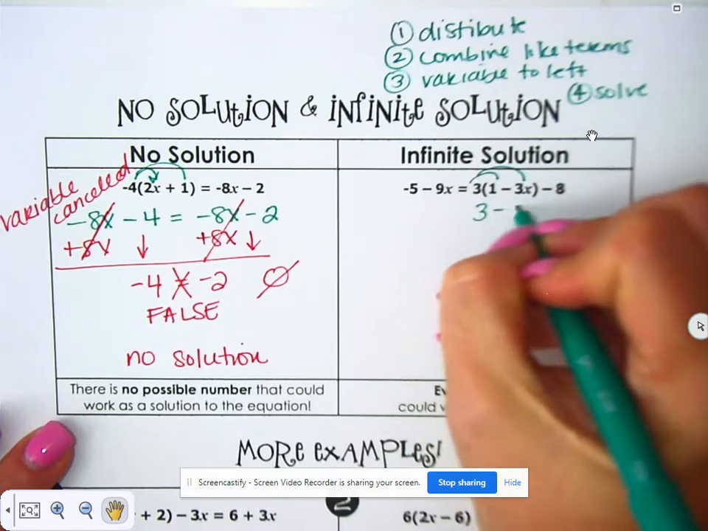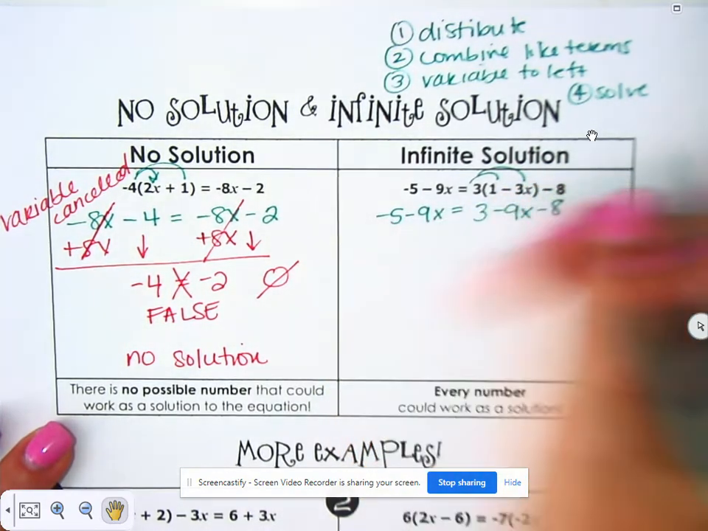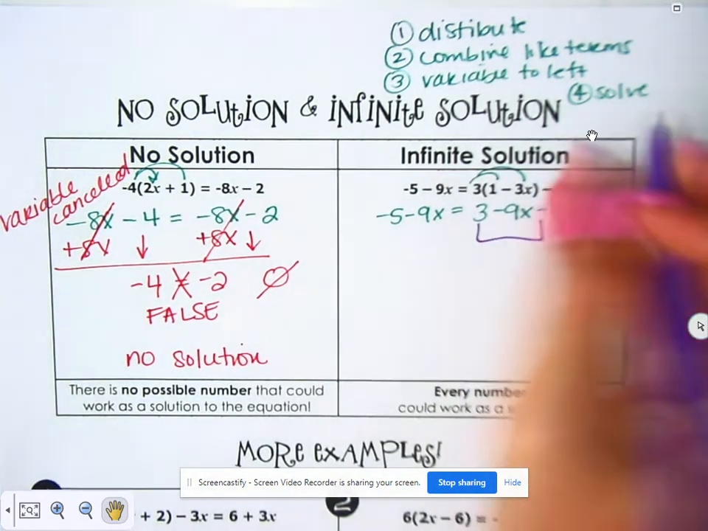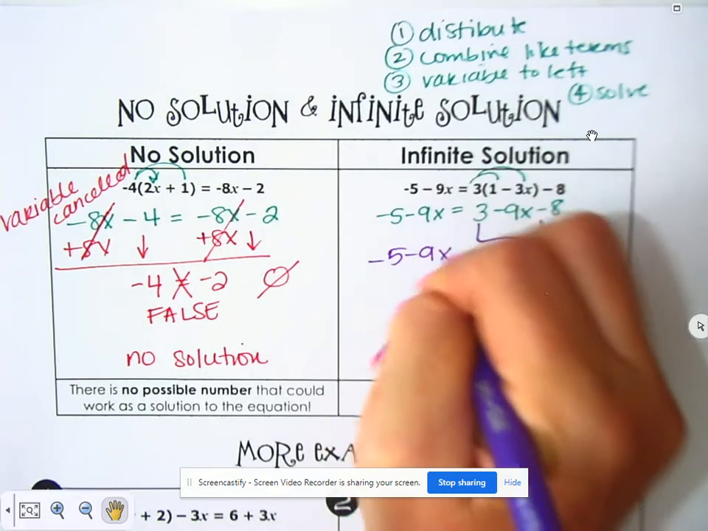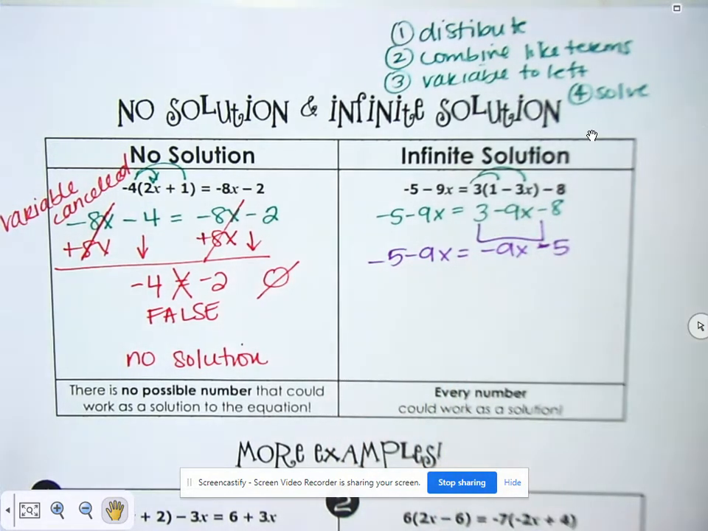All right, I'm going to do the same thing over here. I'm going to distribute my 3 first. 3 minus 9x minus 8. Okay, now I can combine like terms this time. 3 minus 8 is going to give me a negative 5.